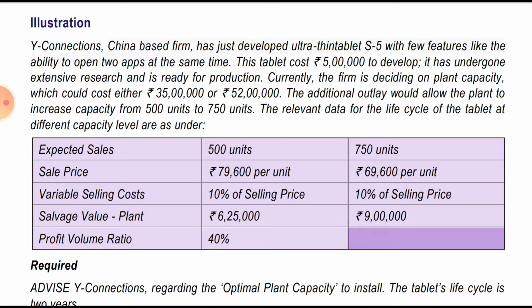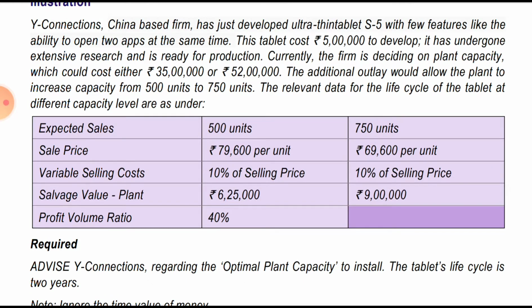The relevant data of the life cycle of the tablet with different capacity is given: the first column is for the particulars, the second is 500 unit capacity and the third is 750. So we have to present the answer also in the same form. So prepare the three columns. First will be the particulars, second for 500 and third for 750. We just have to find out simple profit as such in this.